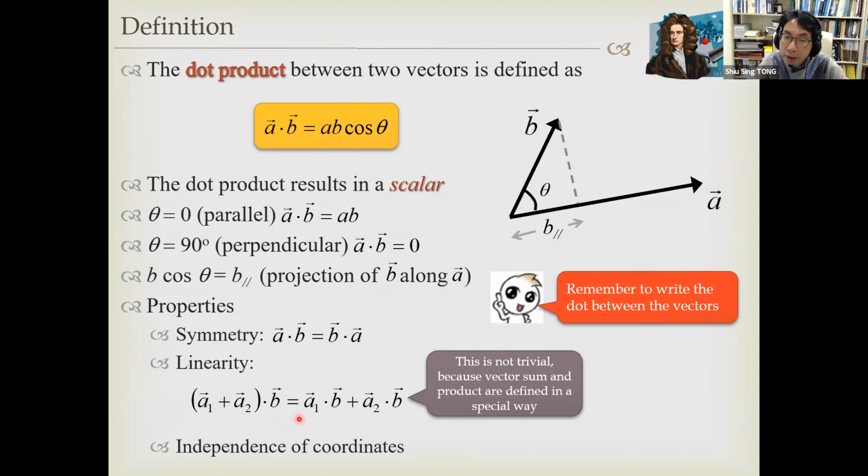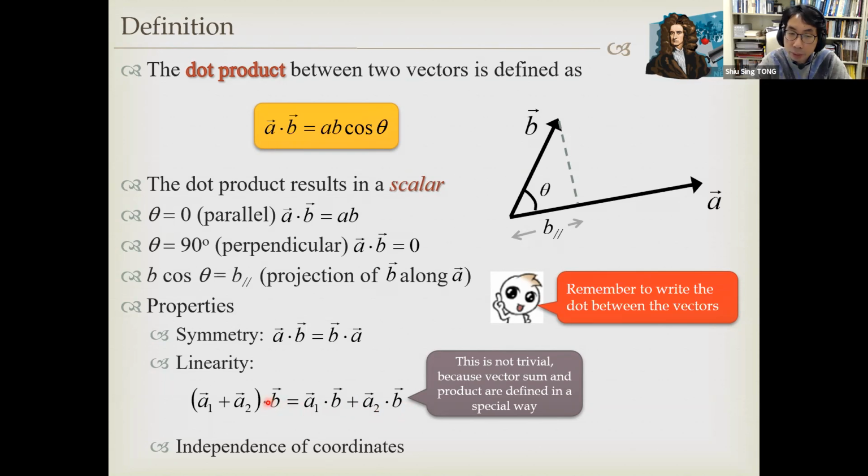Now, you may say, well, this is trivial. Why would you say that? This is not trivial at all, I would say. Now, you notice that this is not similar to ordinary algebra.